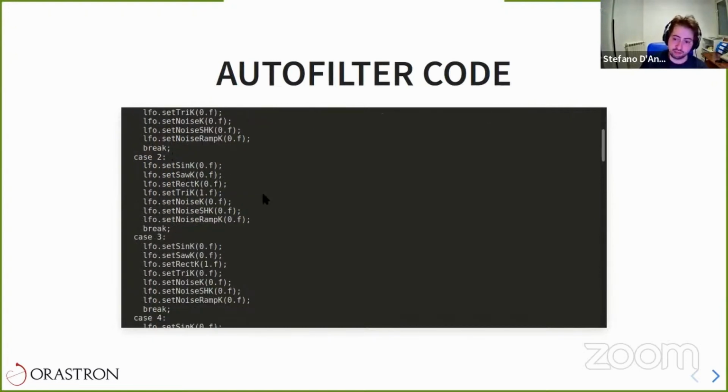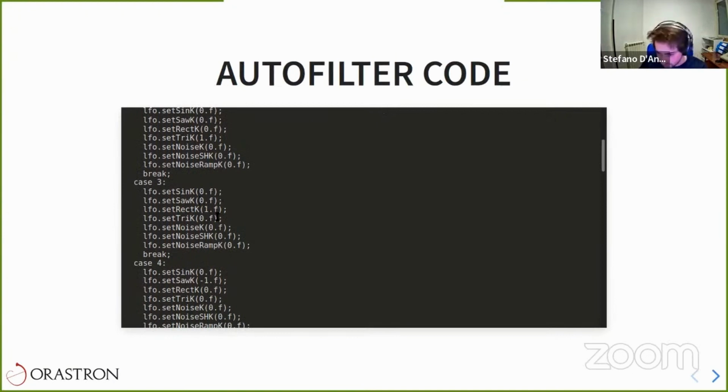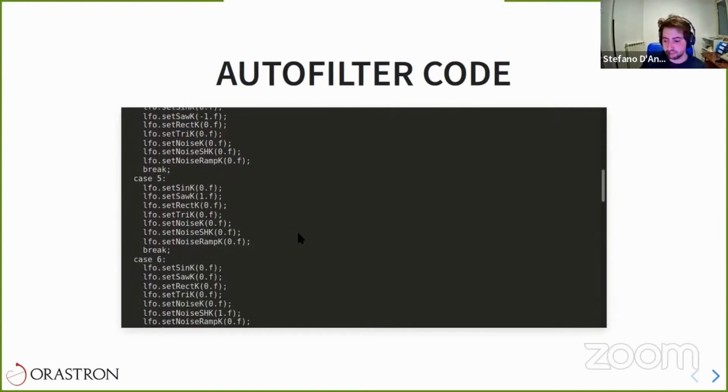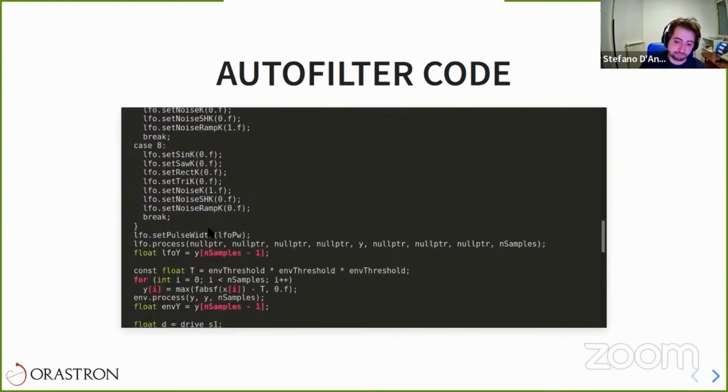Then we have the triangular waveform. Then we have, what is it here? The rectangular, let's say the pulse, reverse saw, etc. Then we set the pulse width, which affects only the rectangular and triangular waveforms. Then we have our process function for the LFO.